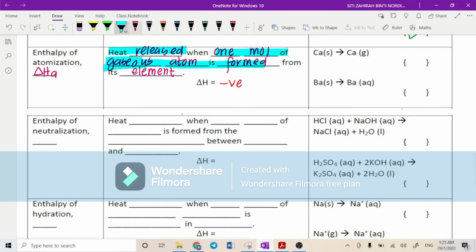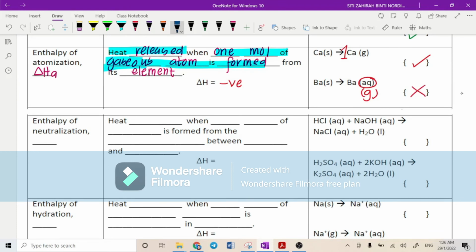Highlight the word gases. So which is the correct example? Okay, the product would be in gas phase and it should be 1 mole. So this is the right one. And for the beryllium, it is really wrong because the product is in aqueous. The product should be gaseous atom for the enthalpy of atomization.